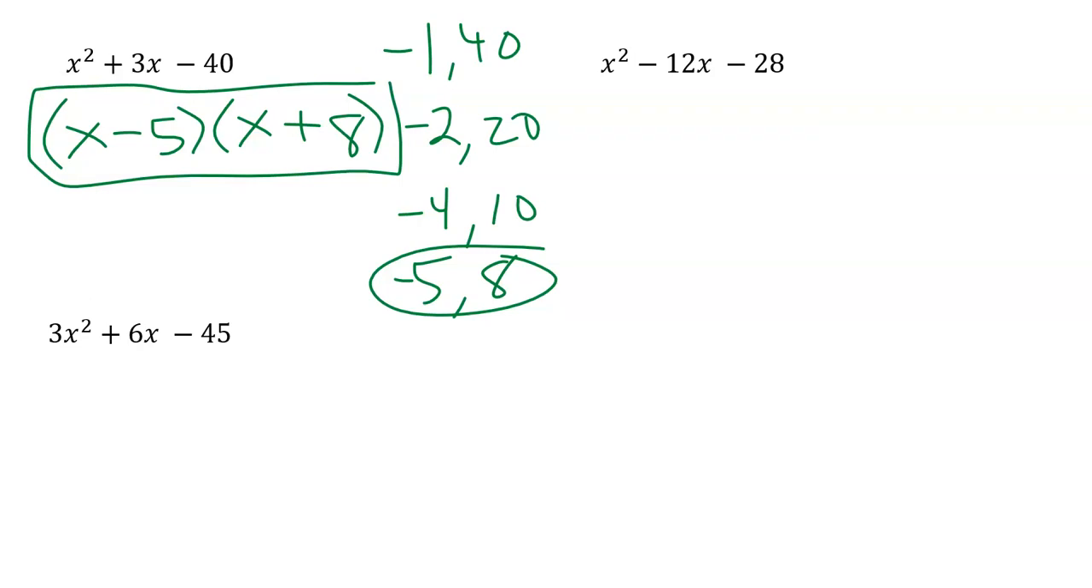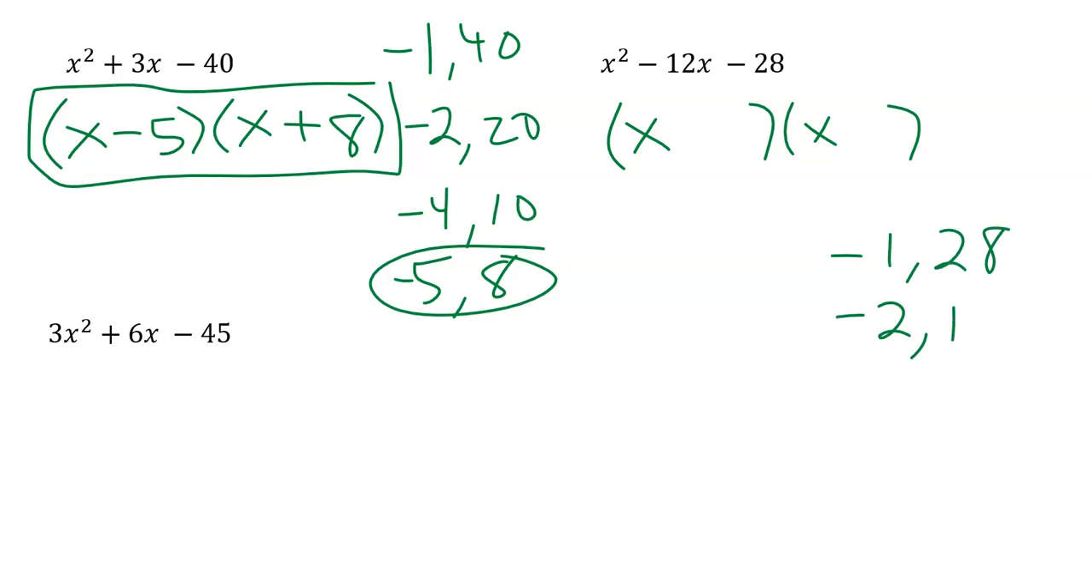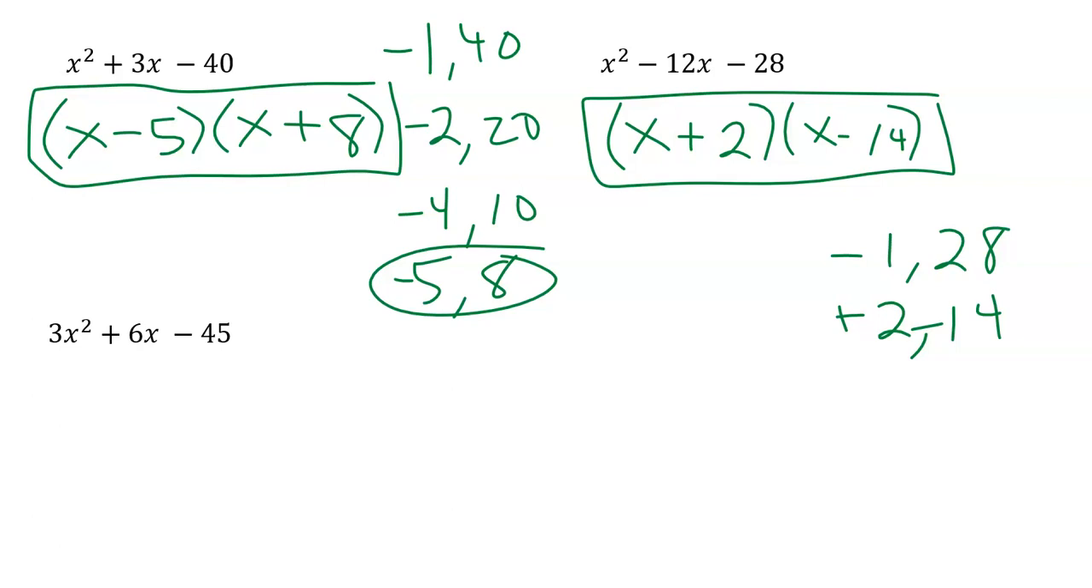For the next one, we have x squared minus 12x minus 28. So x times x. Let's see, -1 times 28. Nope, that's 27. So -2 times 14, that gives us +12. So if I do +2 and -14, that gives me the -12. So +2 and -14.